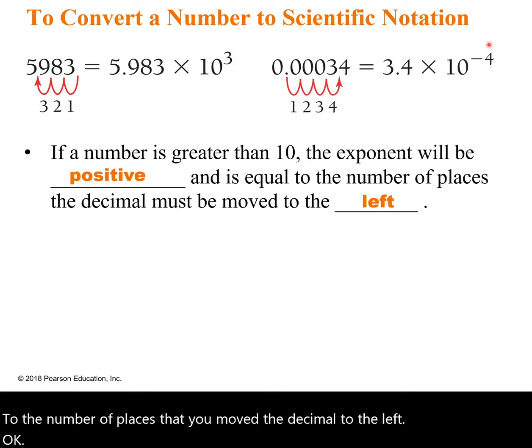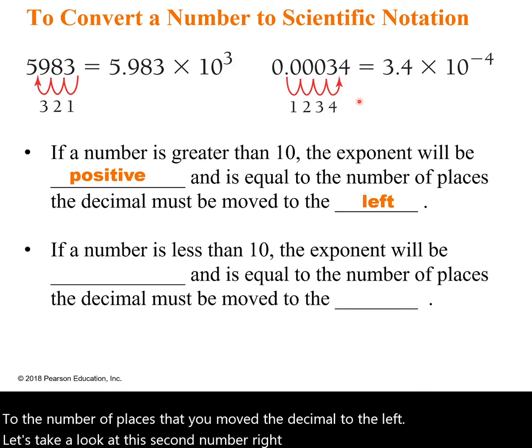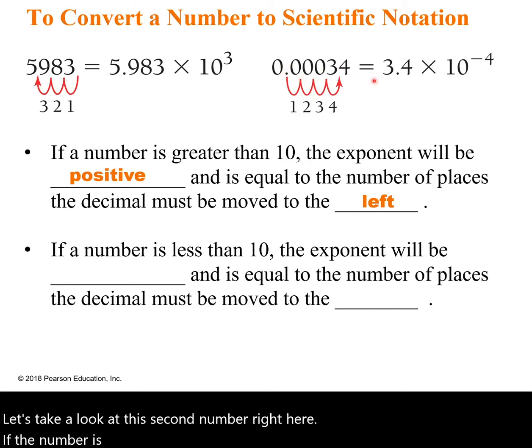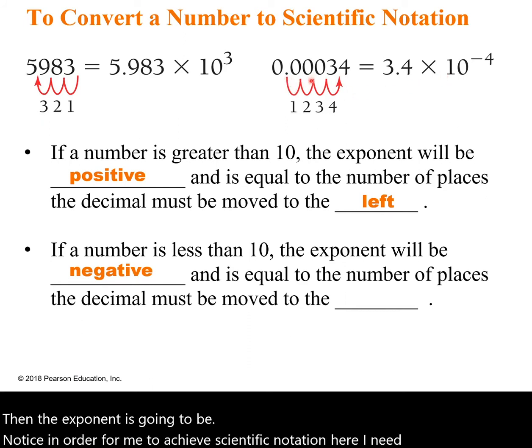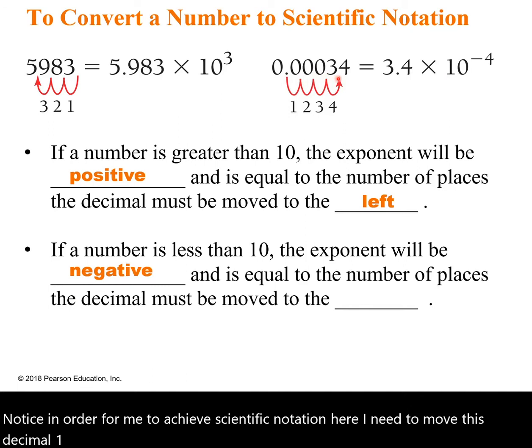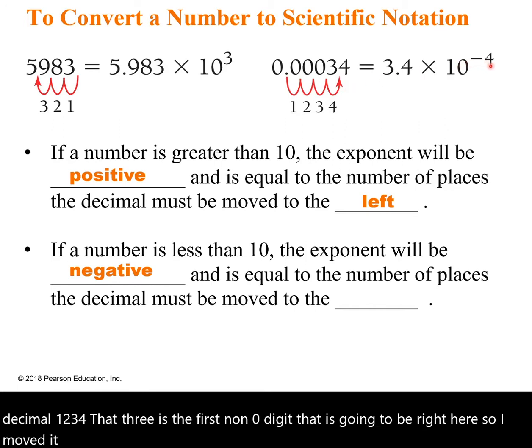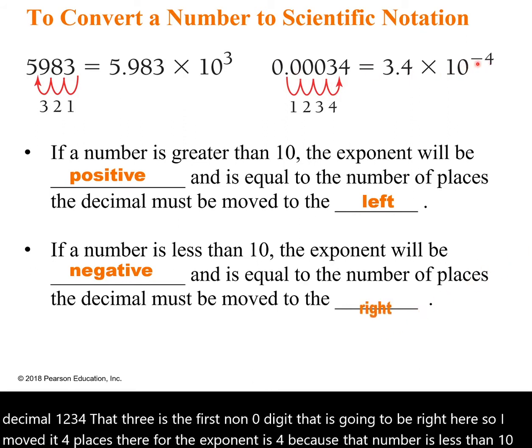Now let's take a look at this second number right here. If the number is less than 10, then the exponent is going to be negative. Now notice, in order for me to achieve scientific notation here, I need to move this decimal point 1, 2, 3, 4. That 3 is the first non-zero digit that is going to be right here. So I moved it 4 places. Therefore, the exponent is 4. Because that number is less than 10, then this is going to be negative.